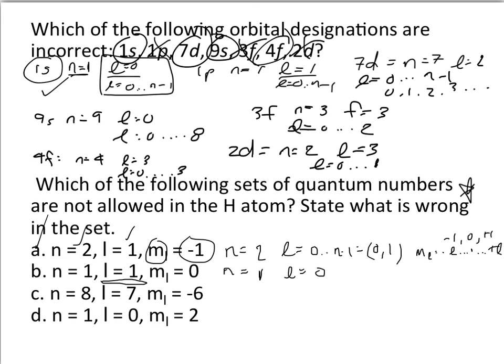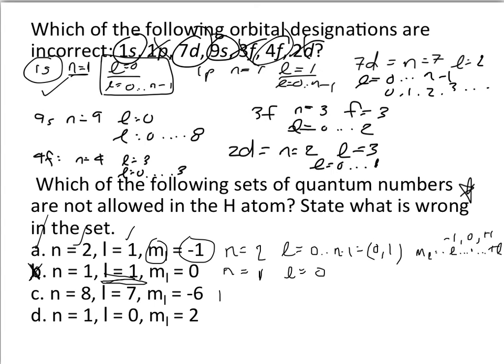The only possibility that we have for the n equals 1 principal quantum number are s orbitals. However, this quantum set that we've indicated here involves a p orbital. So that's our initial problem. We could look at the m sub L value, but it's not necessary because the L value is already what has caused the problem. So this set here is incorrect.